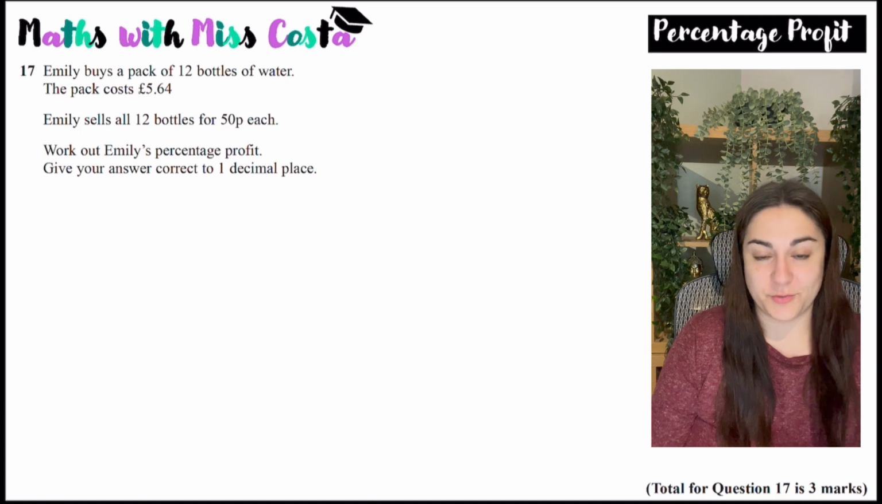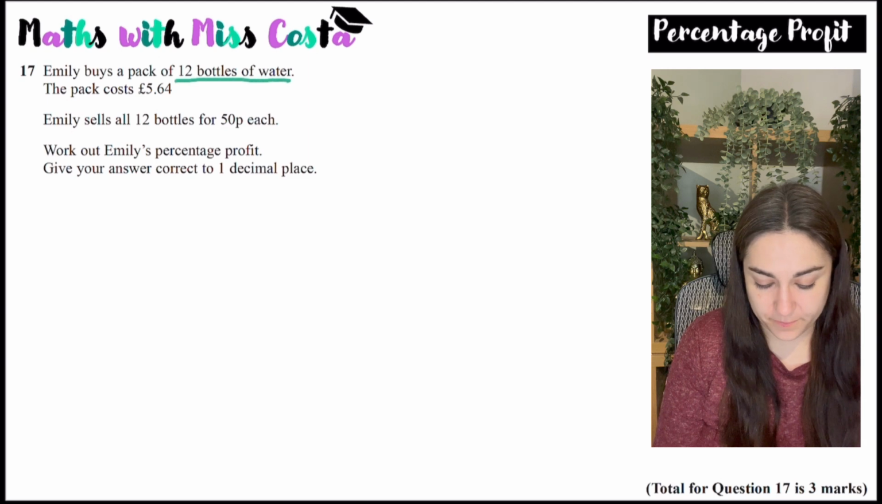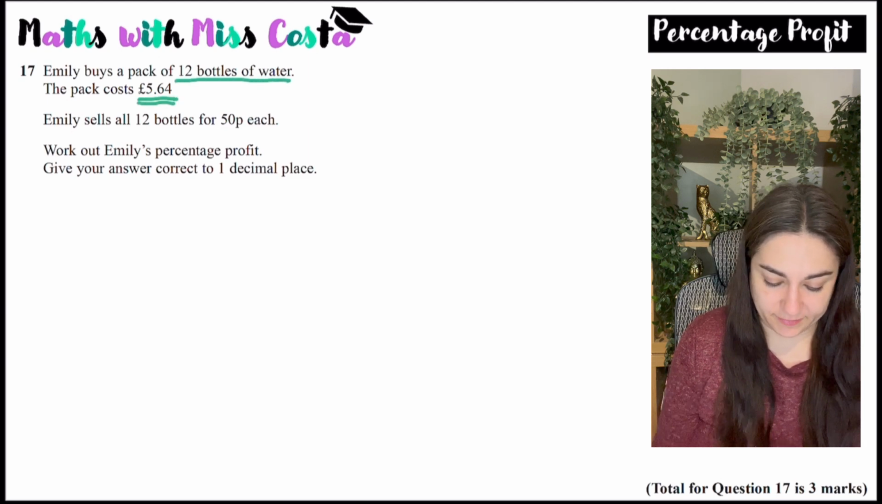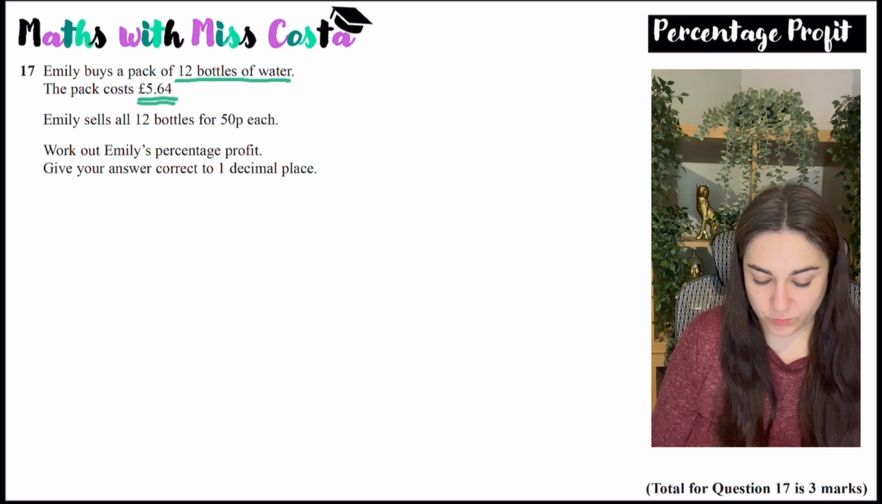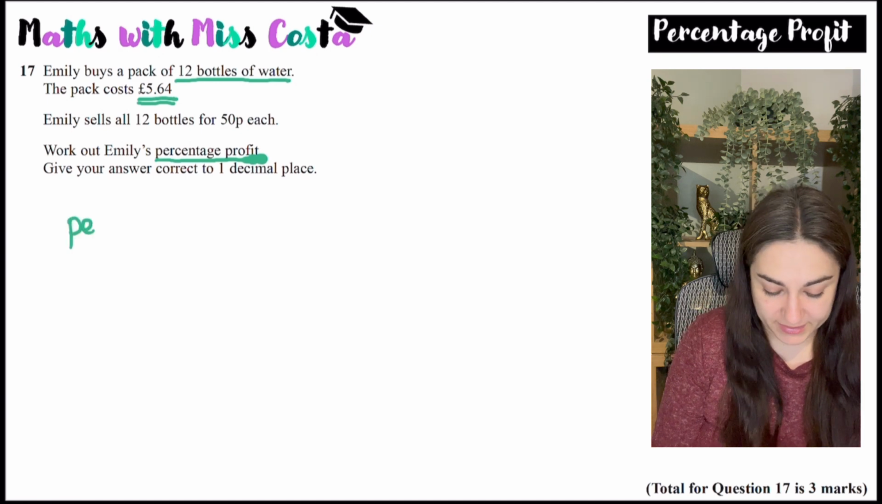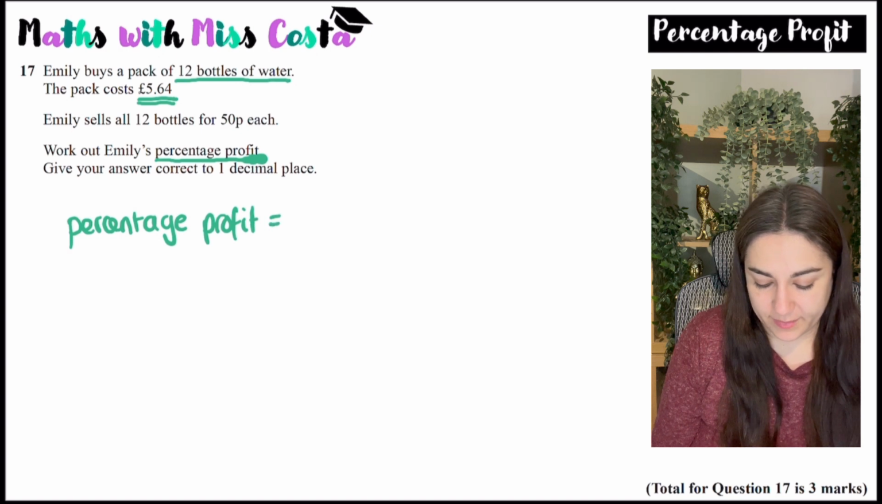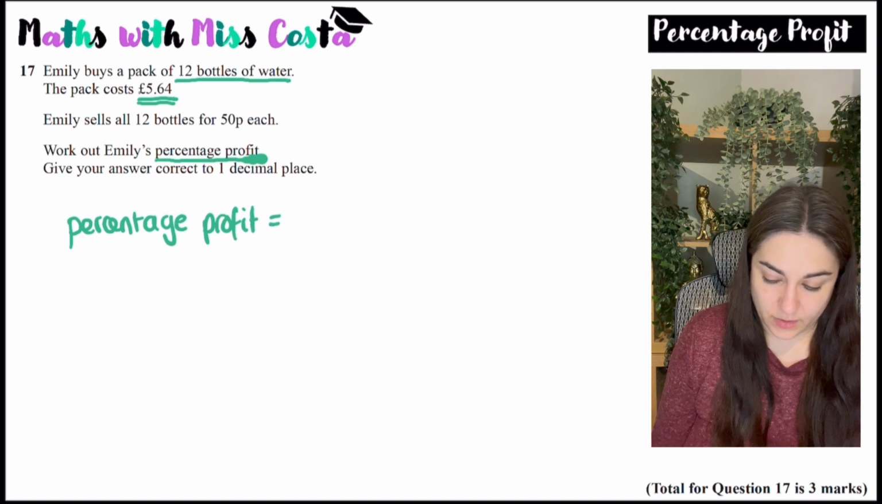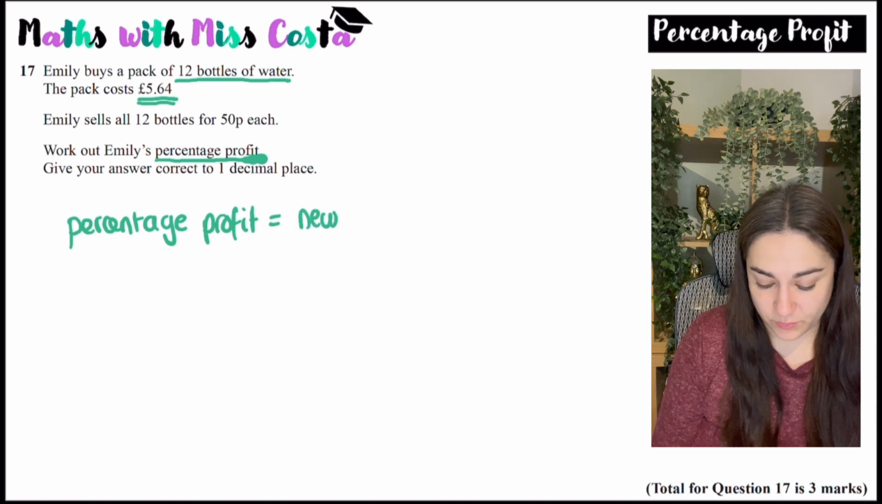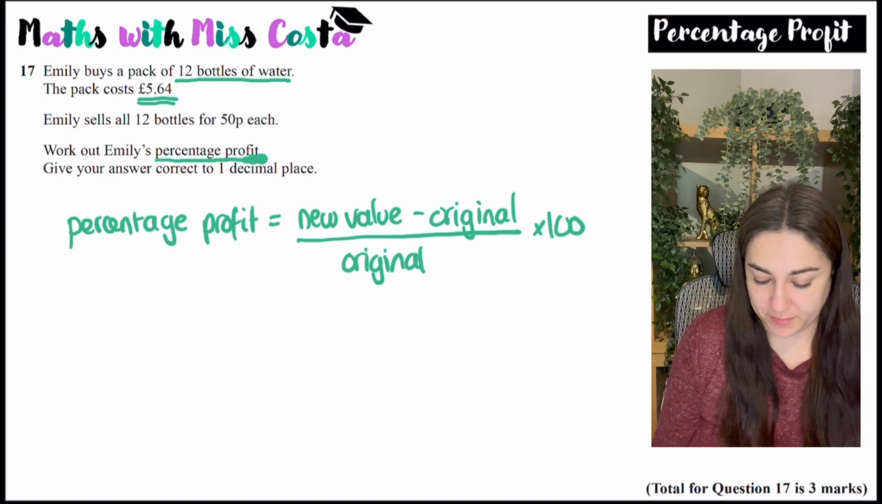Okay, so here we've got a percentage profit question. I'm told that Emily buys a pack of 12 bottles of water, and the pack costs £5.64. She sells all 12 bottles for 50p each, and I need to work out her percentage profit. To work out the percentage profit, I have to use this formula. You're working out the difference between your new value, take away your original, you divide that by your original amount, and you times it by 100.